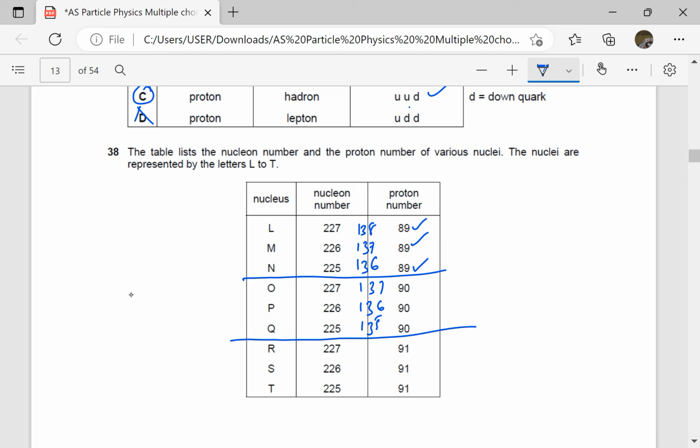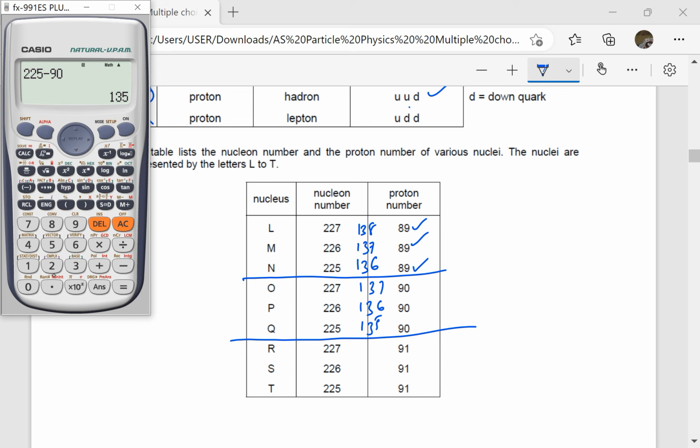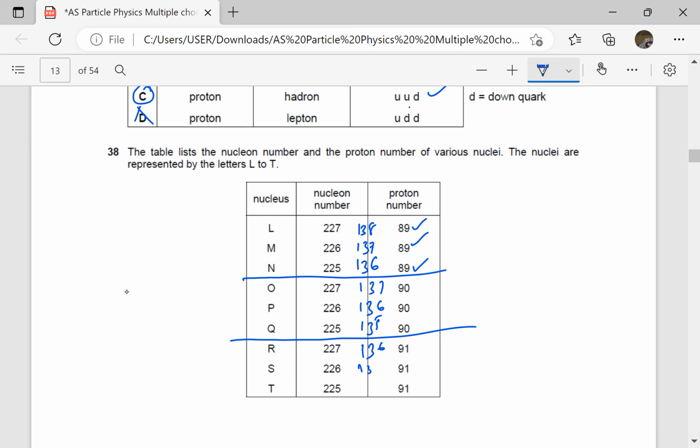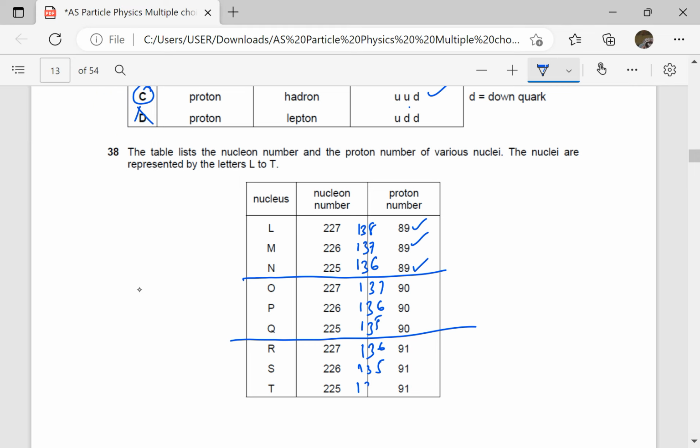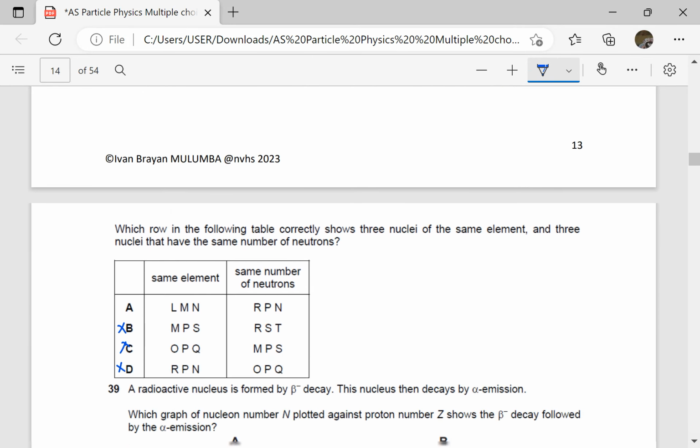We can also check these ones. 227 minus 91, that is 136. 226 minus 91, 135. 225 minus 91, 134. So they want 3 nuclei of the same element. That means they should have the same proton number, and the 3 nuclei should have the same number of neutrons. So let's check.